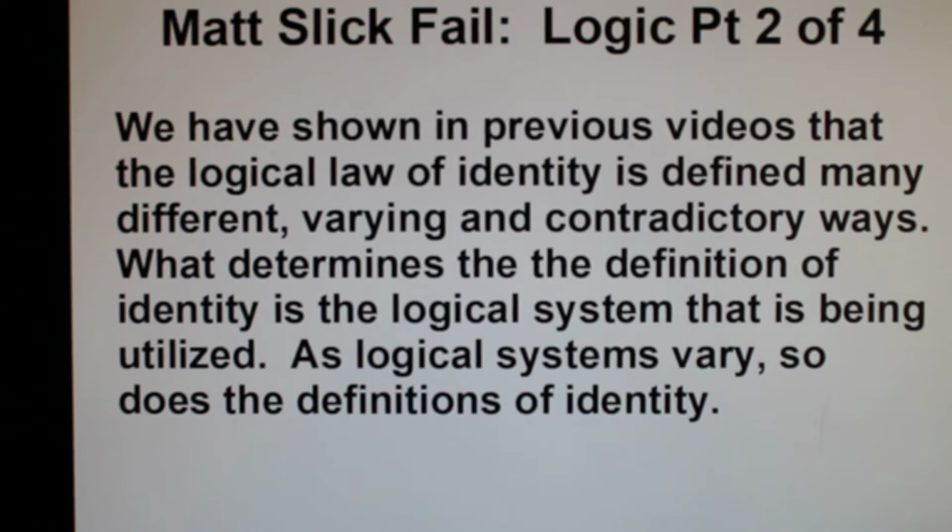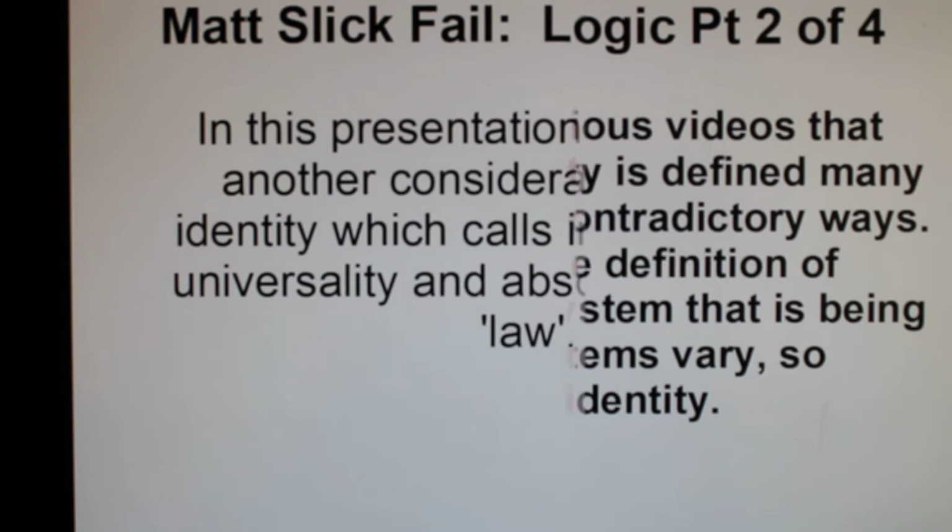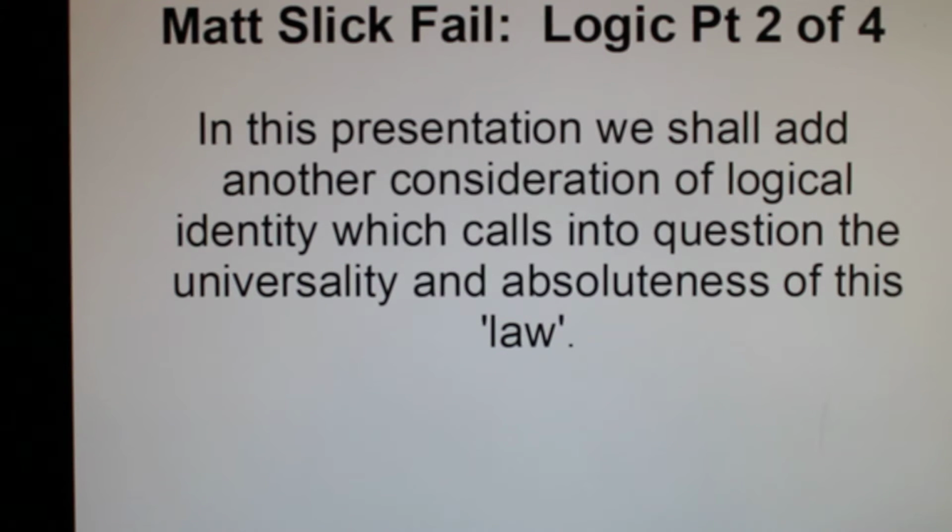We have shown in previous videos that the logical law of identity is defined in many different, varying, and contradictory ways. What determines the definition of identity is the logical system that is being utilized. As logical systems vary, so do the definitions of identity. In this presentation, we shall add another consideration of logical identity, which calls into question the universality and absoluteness of this law.